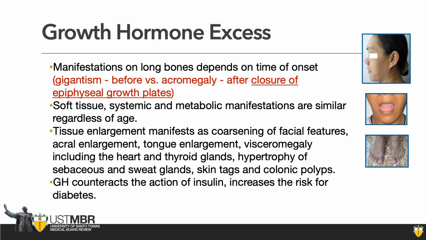If your epiphyseal growth plates are still open, meaning during teenage years, and the growth hormone goes up, you'll have really tall kids. But if the growth hormone excess happens after the epiphyseal growth plates are closed already, then you won't have linear growth, but you'll have prominence, broadening, widening of bones and soft tissues.